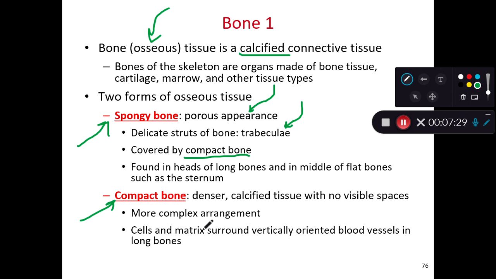And then we have compact bone. It's very dense. Sometimes it's just referred to as dense bone, and it doesn't have any visible space in its extracellular matrix. It is a very complex arrangement of concentric circular structures known as osteons. And we find that this compact bone is the most common kind of bone tissue in our bodies.